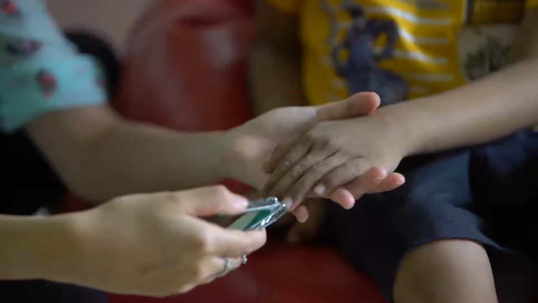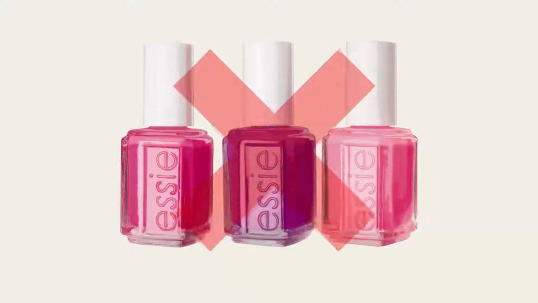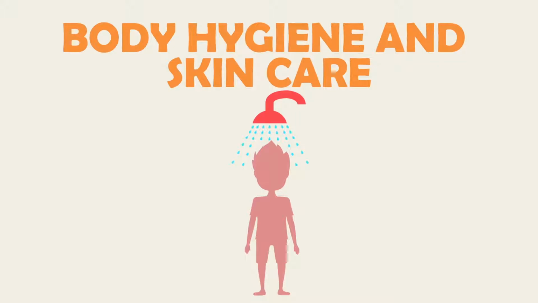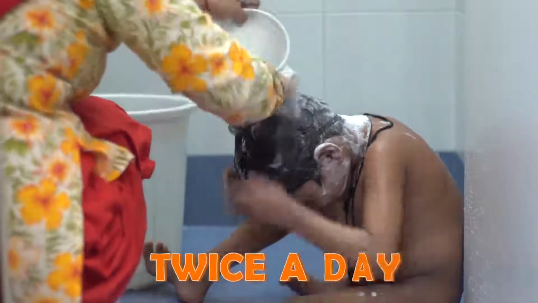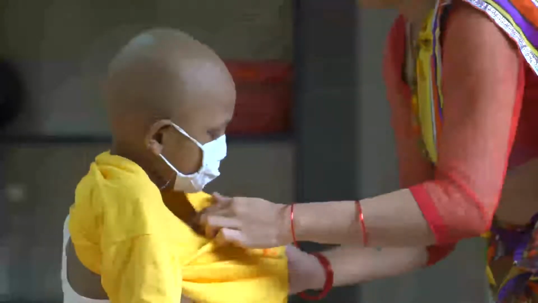Keep the child's and your own nails short and clean. No nail polish should be used. Body hygiene and skincare. Skin and body care is also very important to prevent infections. Bathe twice a day. Wear clean cotton clothes.